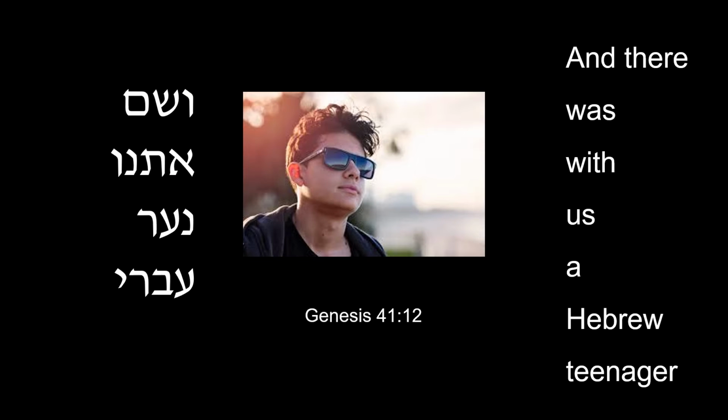So I thought I'd bring in this example in Genesis 41:12. And there was with us a Hebrew teenager. Bet you didn't think that there was a special Hebrew word for teenager. It means either teenager, young man, older than a child. And here we have this different, Hebrew way of saying it, and there was with us. That wouldn't be exactly how we'd say it in English, but that's how we say it in Hebrew.